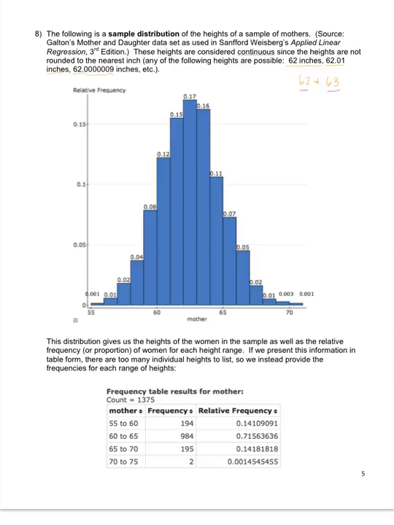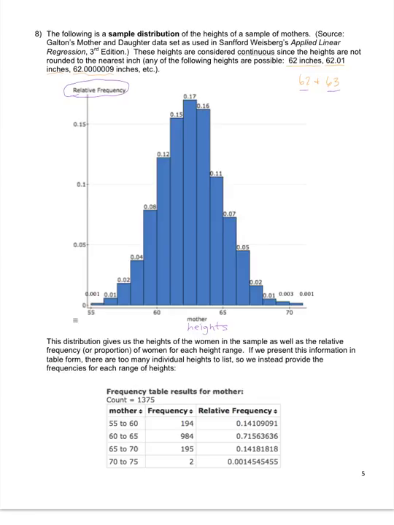All right, so here's our sample distribution. Notice that mother's heights are at the bottom, so we should put heights here to remind ourselves that this is the variable of interest for these mothers. Notice that your vertical axis is relative frequency, and so it's telling us the relative frequency of each range of values.